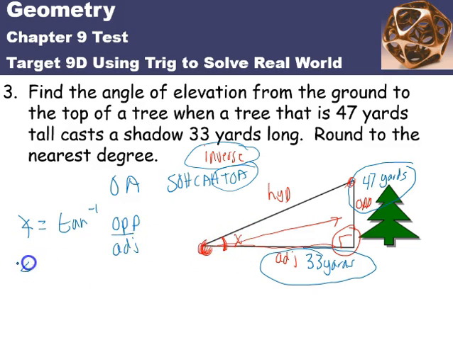So my angle, which is x, is equal to the inverse tangent of the opposite, which is 47, over the adjacent, which is 33. So now I just plug this into the calculator. So I hit on my calculator, and I'm going to say second tangent, and then I'm going to say 47 over 33, and I get 54.92.